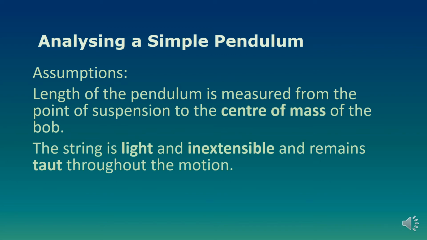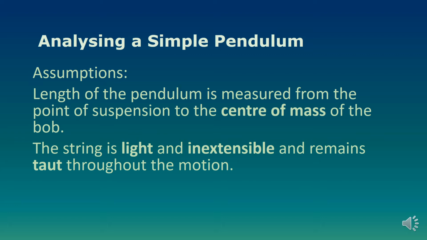The string is light and inextensible and remains taut throughout the motion. Taut, therefore we're not losing any tension in the string throughout that. It's remaining that way all the way through. Otherwise, it won't be following this, it'll be following projectile motion. The string being light, we're assuming that it has no mass. Light being very specific in physics to say no mass.